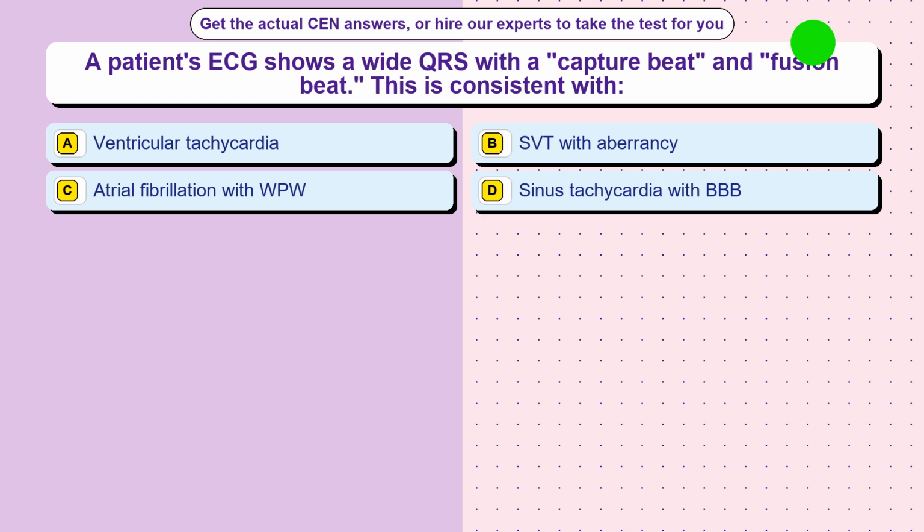Question 20. A patient's ECG shows a wide QRS with a capture beat and fusion beat. This is consistent with Option A, ventricular tachycardia. Option B, SVT with aberrancy. Option C, atrial fibrillation with WPW. Option D, sinus tachycardia with BBB.